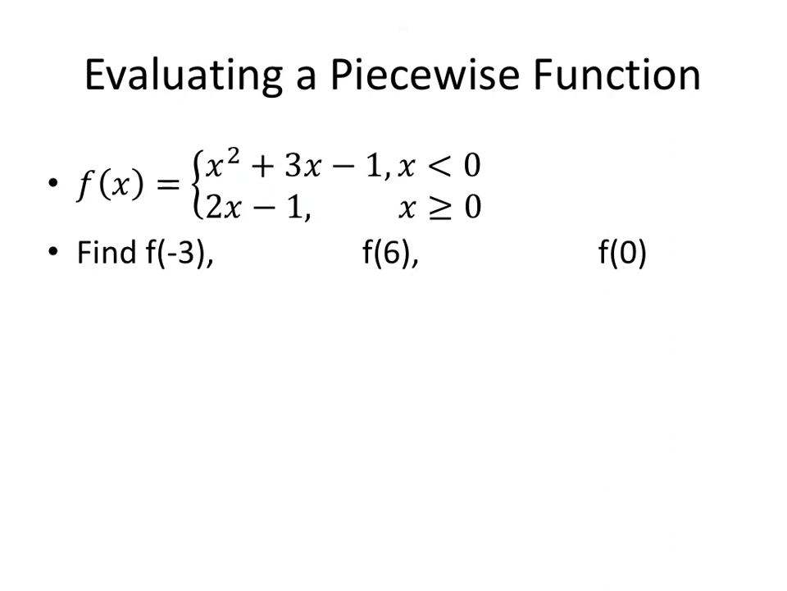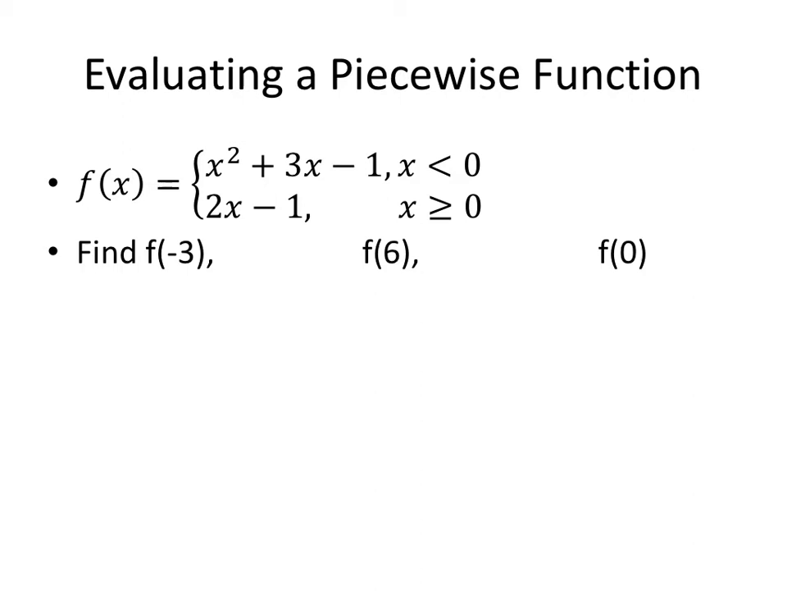Evaluating a piecewise function. Now, piecewise functions occur, and actually a lot of real-life functions are piecewise functions, because you might have a situation where part of a function is described by one type of relationship, and the other part of the function is described by that type of relationship. And they have a definite starting and ending point between the two different relationships.